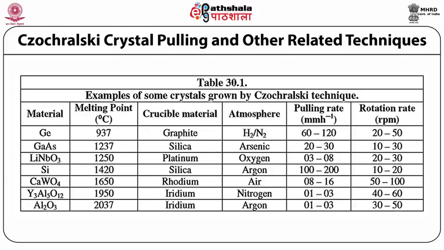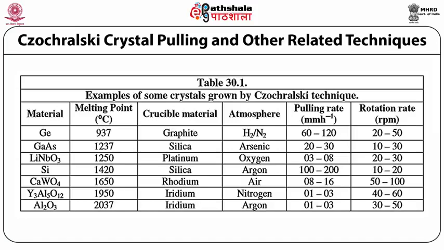For the growth of gallium arsenide, the melting point is 1237 degrees centigrade. The crucible material is silica. The atmosphere used is arsenic. The pulling rate is 20 to 30 mm per hour, and the rotation rate is 10 to 30 RPM.